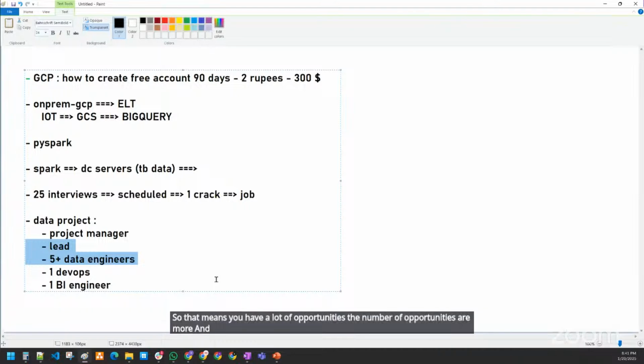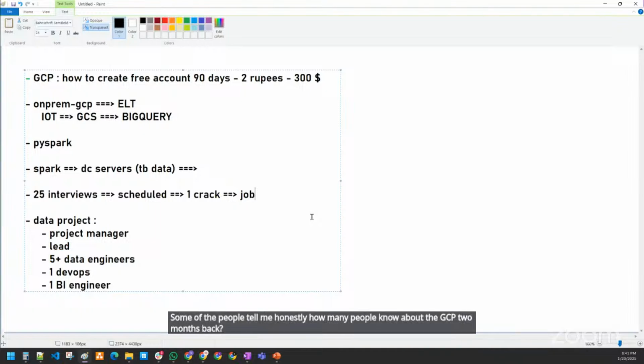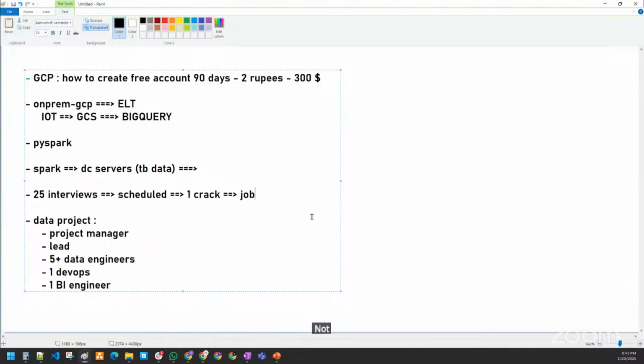And one more thing is that when you go for GCP, you are in very high demand, because there is very little manpower. Tell me honestly, guys, how many people knew about GCP 2 months back? Not 1 month back, 2 months back.